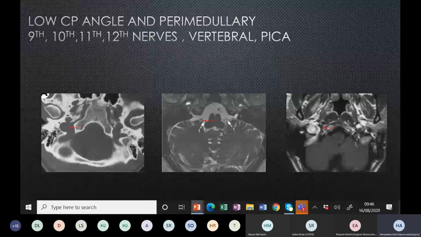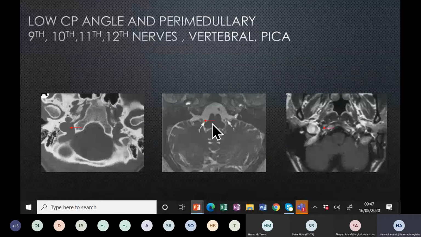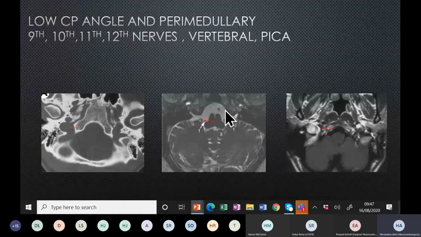We move further lower down, we've got the perimedullary systems over here. And these systems are surrounding the medulla. We've got a premedullary and the perimedullary, and then the retromedullary system over here, which kind of continues with the fourth ventricle itself.